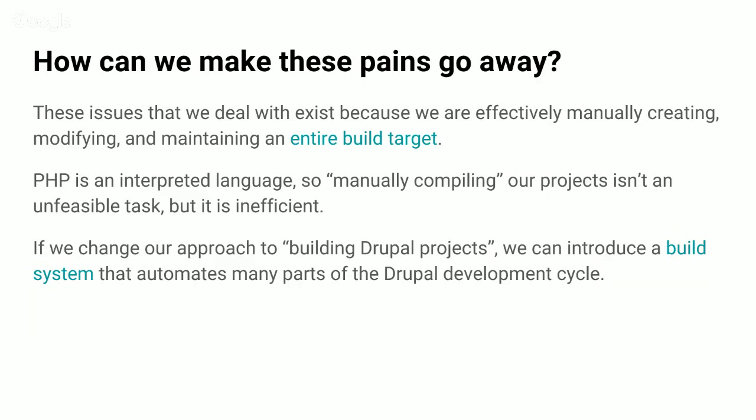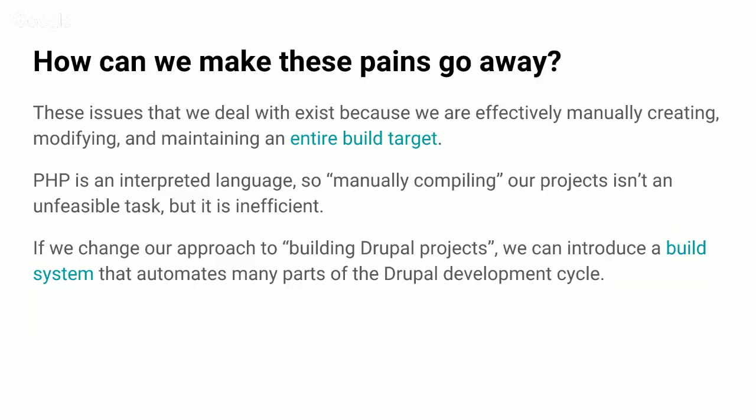And so we actually need to solve these problems. These issues exist because we manually create, modify, and maintain entire builds. We get a Drupal site root, we modify it, and then we execute it, right? And PHP is an interpreted language. It's not compiled, so it's not like we're running a bunch of weird stuff.